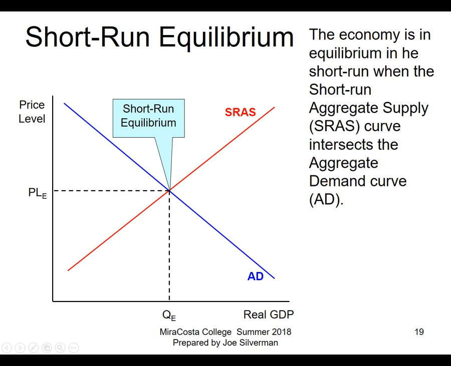All right, so let's talk about short-run equilibrium. The short-run equilibrium occurs at the place where the aggregate demand curve intersects a short-run aggregate supply curve. So we have some level of real GDP. I'm going to call this Q. In this particular example, I'll call it QE, for the level of real GDP where aggregate demand intersects the short-run aggregate supply curve, and then there's some price level. We'll call that the equilibrium price level. This is our short run equilibrium.